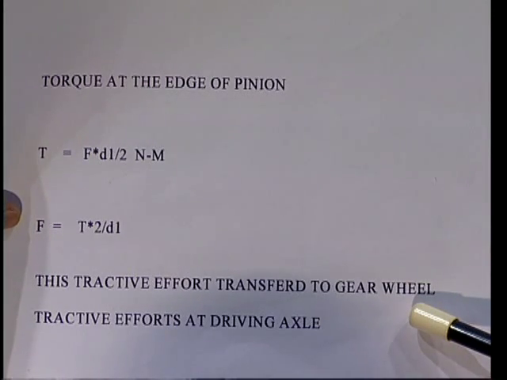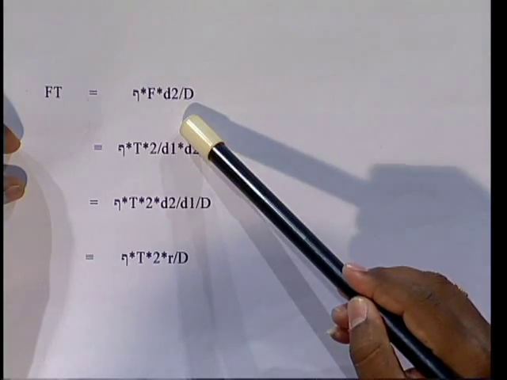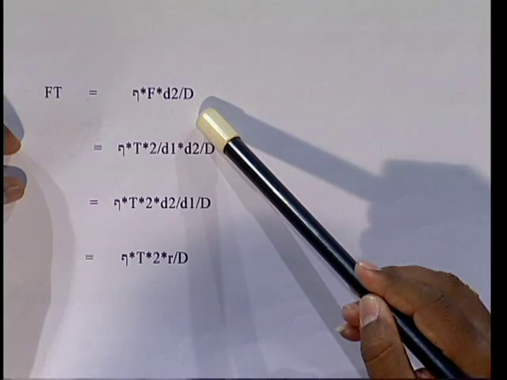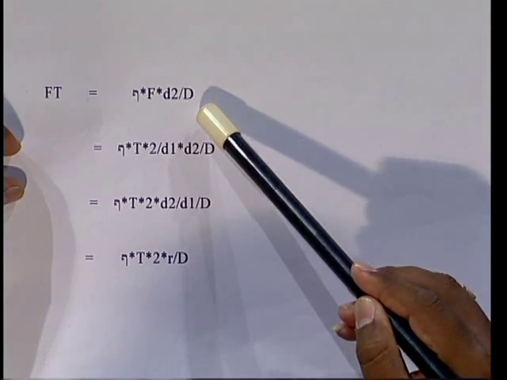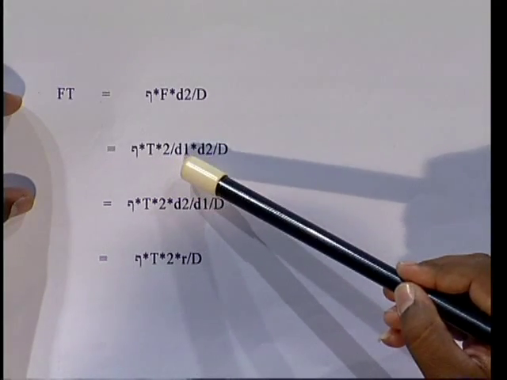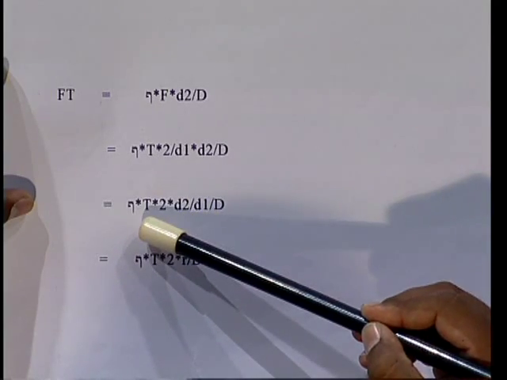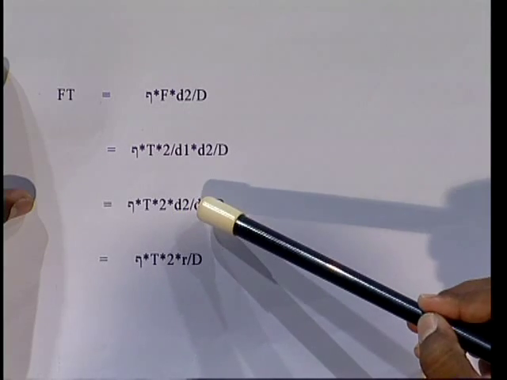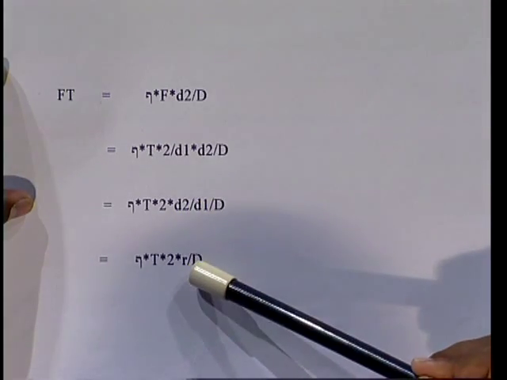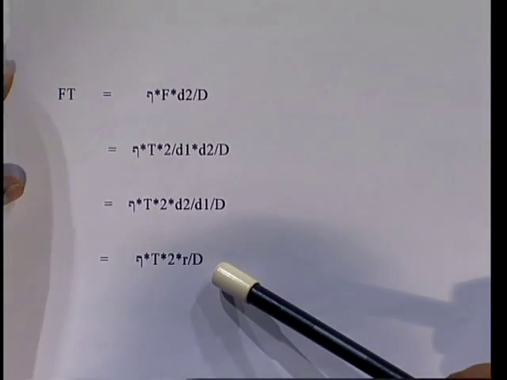The tractive effort at the driving axle is, let us see next, F of T is equal to the efficiency of the power transmission into F, the tractive effort at the motor pinion, into D2, that is the diameter of the gear wheel, by big D. Big D is equal to the diameter of the driving axle. That is equal to efficiency eta into T into 2 by D1 into D2 by D, that is equal to eta into T into 2 into D2 by D1 by D, which can be rewritten as eta into T into 2 into r by D, where r is the gear ratio. Next we are going to coefficient of adhesion and its improvement.